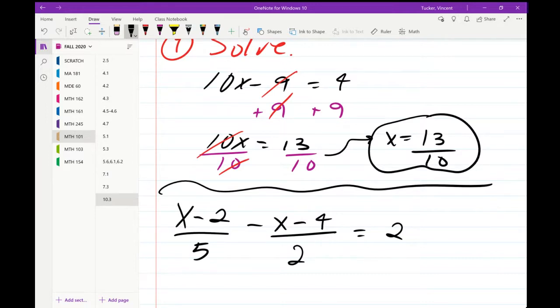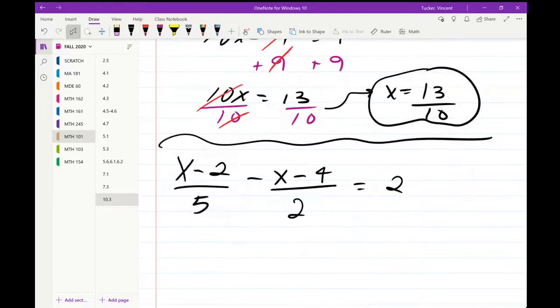All right, so we have x minus 2 over 5 minus x minus 4 over 2 equal to 2. So follow the same steps. We have this 5 and 2 in our denominator. We need to get rid of them. First step is to find the LCD, which is 10. That's the smallest number that both 5 and 2 can divide into evenly.